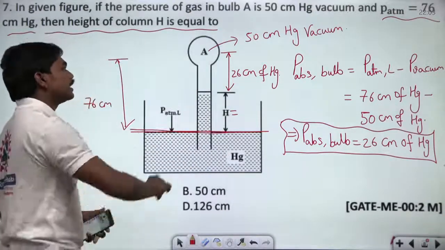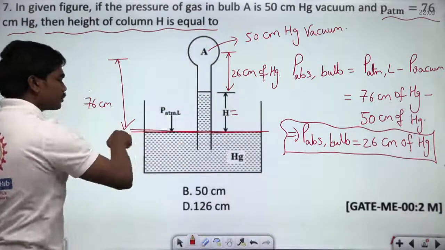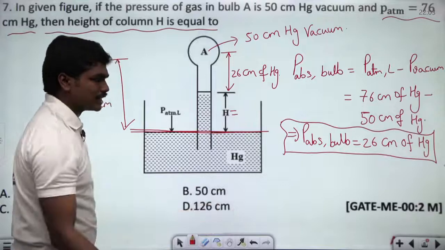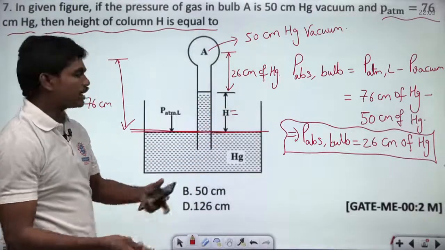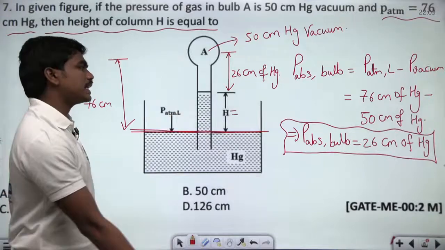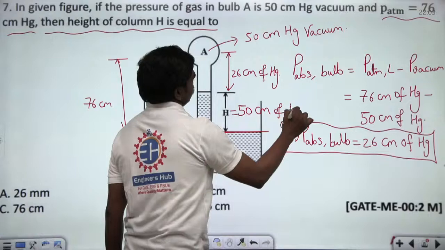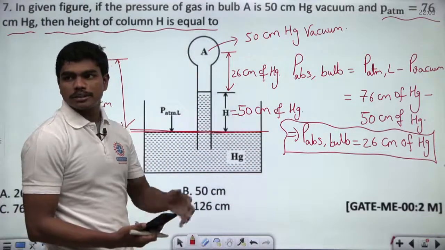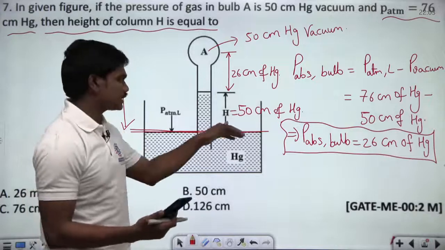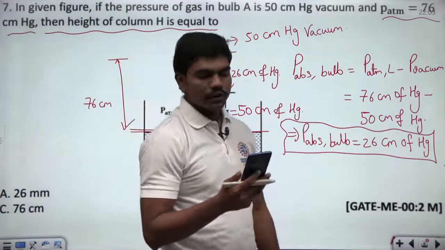You came to the conclusion that the absolute pressure of this bulb is 26 centimeters of Hg and absolute pressure of atmosphere is nothing but 76 centimeters of Hg. So this height should be equal to 50 centimeters of Hg, okay? Because absolute pressures we balance generally, so this is the case. 50, correct. You need to read the question carefully.